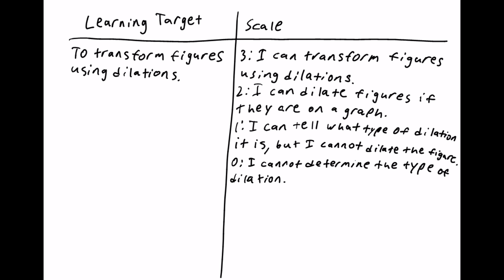For a scale of 3, you can transform figures using dilations. For 2, you can dilate figures if they are on a graph, like a coordinate grid. For 1, you can tell what type of dilation it is, but you cannot dilate the figure yourself. And 0, you cannot determine the type of dilation.